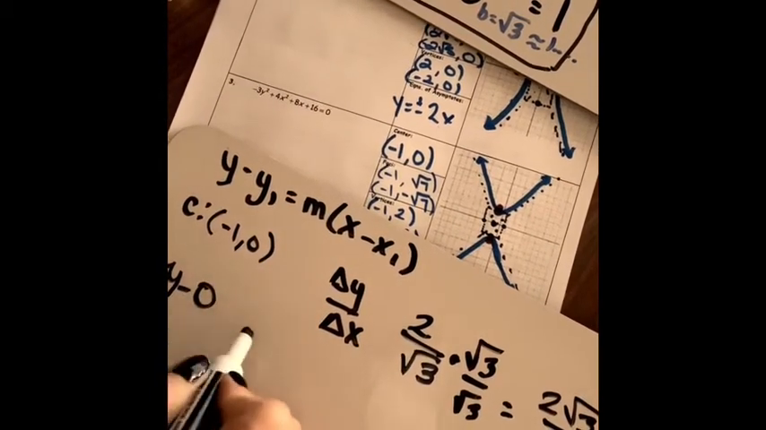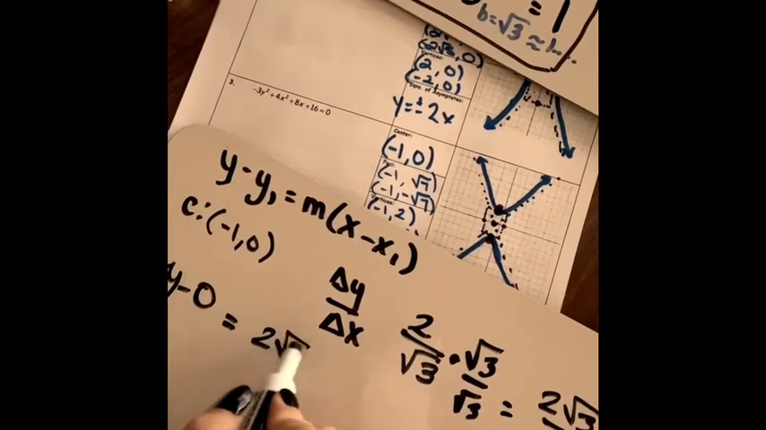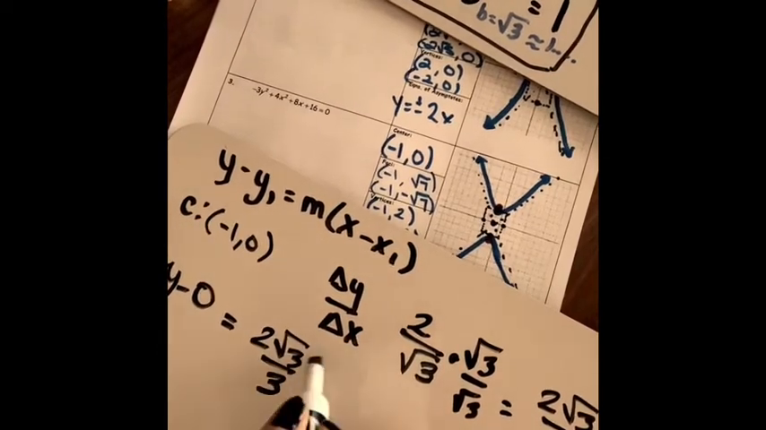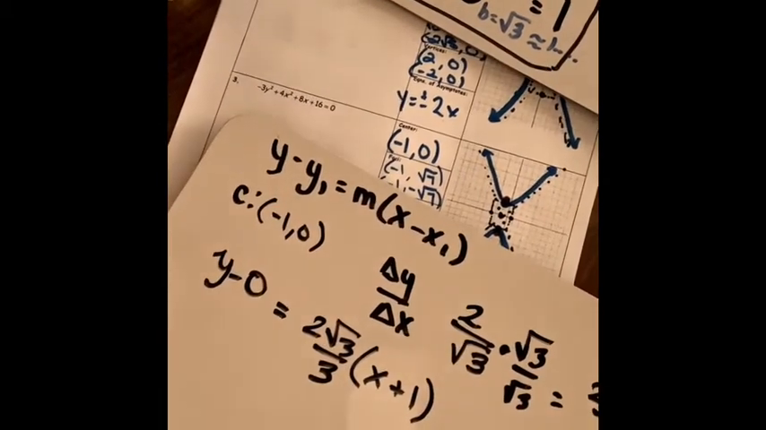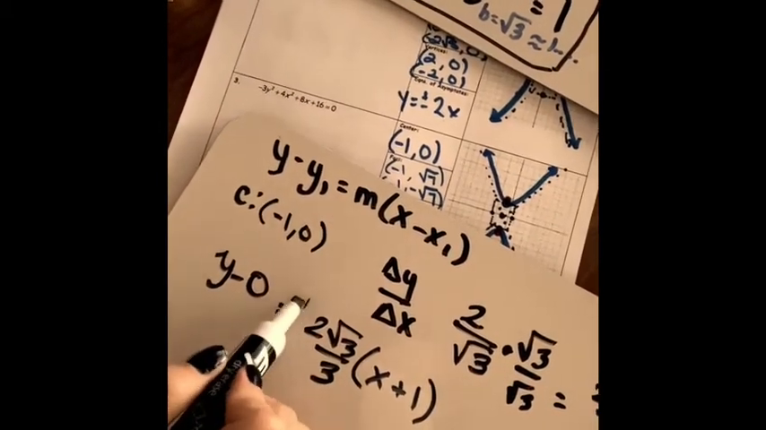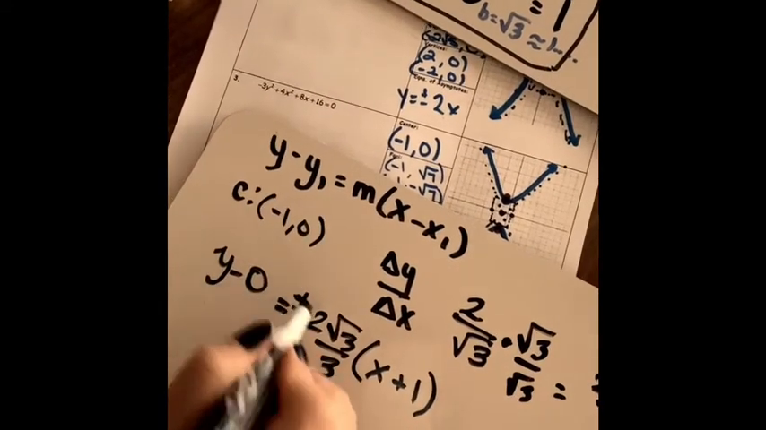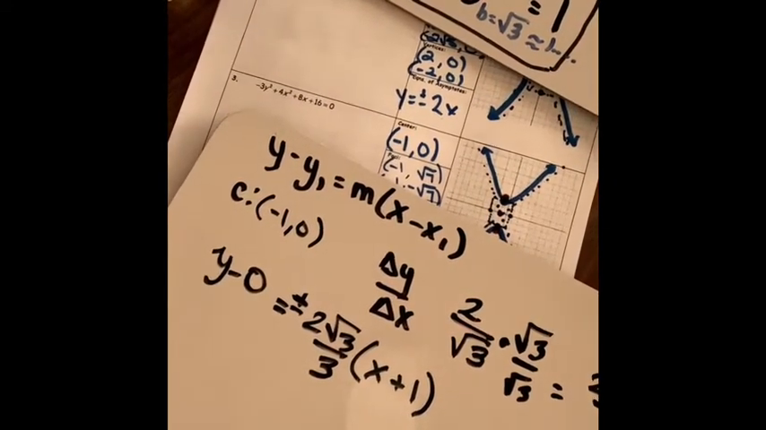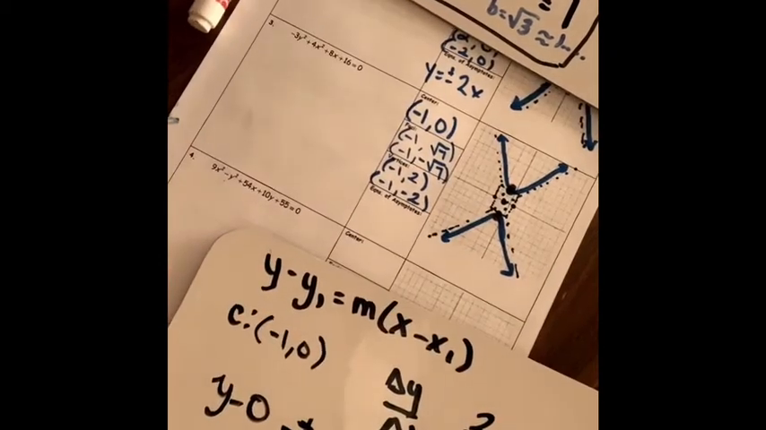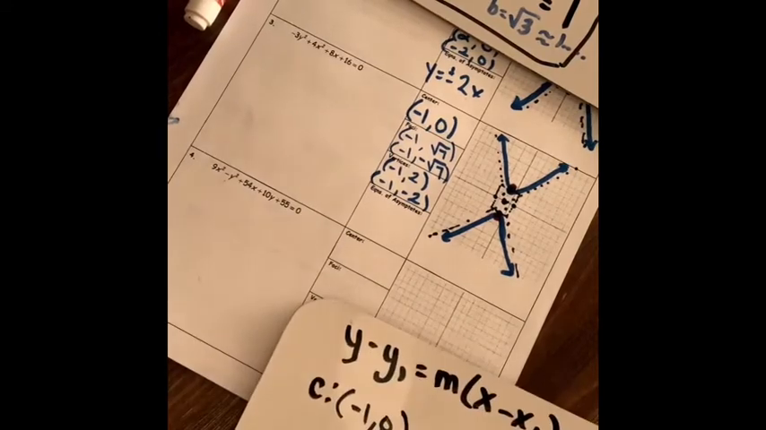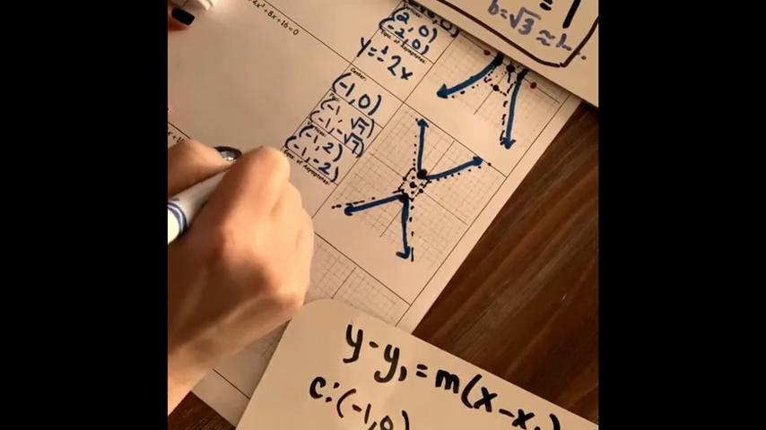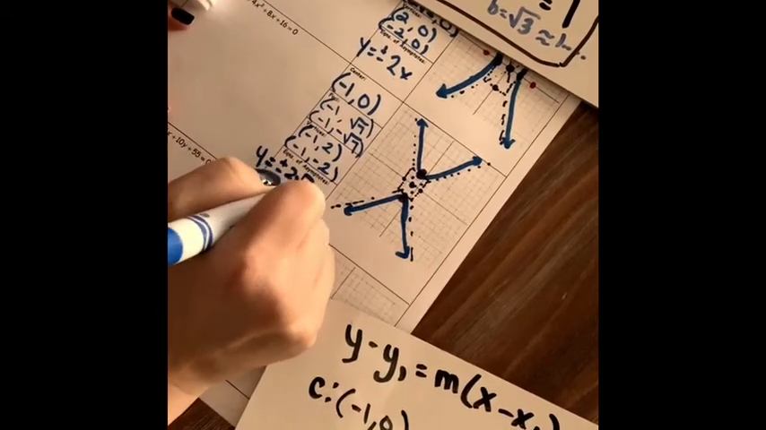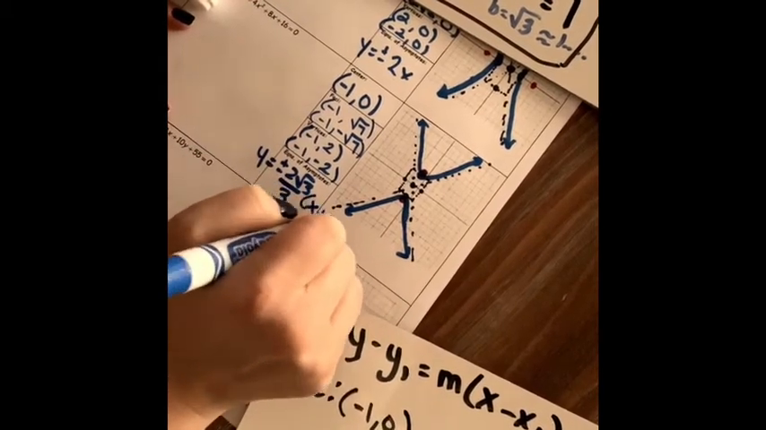So let's go ahead and plug into that point-slope formula. It's y minus 0 is equal to the slope, 2 rad 3 over 3, times x plus 1. Remember, opposite sign when you're plugging in. The only thing you do need to remember is that obviously it is plus or minus because there are 2 asymptotes. One is positive and one is negative. You can leave it like this or get rid of the 0, up to you completely. So I'm just going to plug that into the notes. So y is equal to plus or minus 2 rad 3 over 3 times x plus 1.